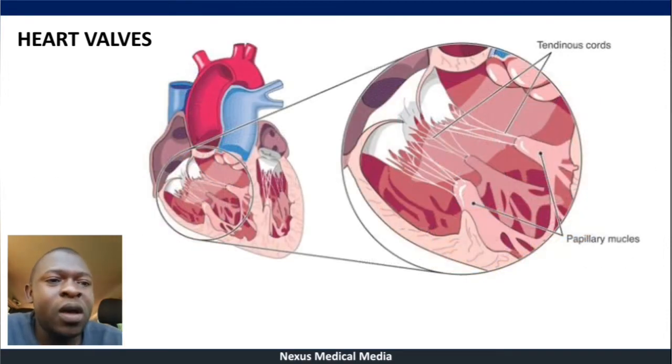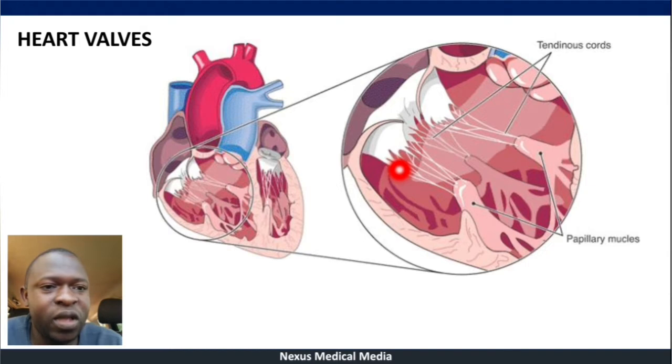Okay, let's continue. I said we want to make sure that these valves stay at one point, that they are not moving back and not causing backflow. So if you look here, there are some muscles. These muscles are called papillary muscles, as seen in the zoomed image. And between the valve and the papillary muscles, you have these tendons. They are called tendinous cords or chordae tendineae. Chordae tendineae is Latin, but tendinous cords, perfect. You just need to remember that.